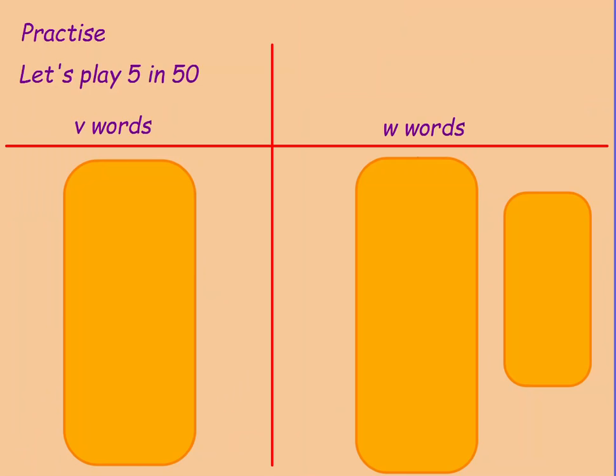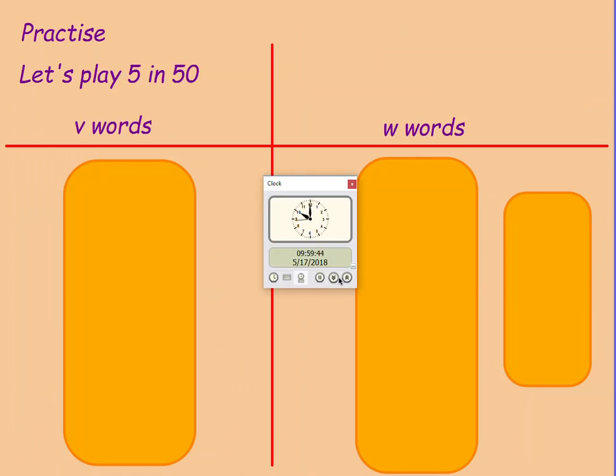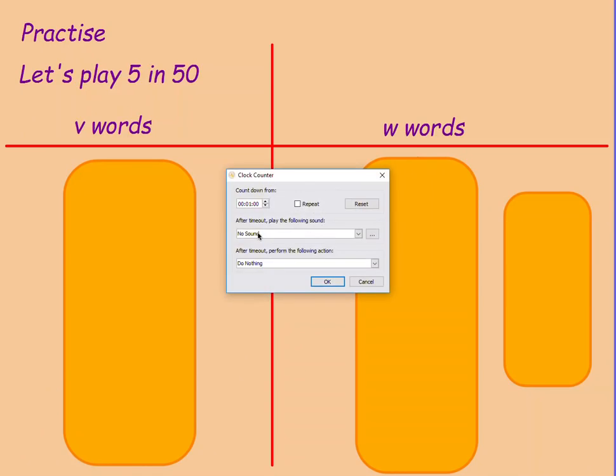We're going to play a game of 5 in 50. Okay, I am going to set a 50-second timer, and what I want you to do is come up with 5 words, first of all, beginning with V, so that have the V sound at the beginning. You need to write 5 on your whiteboard, and I'm going to give you 50 seconds. So V words. Words beginning with V. 50 seconds, off you go.